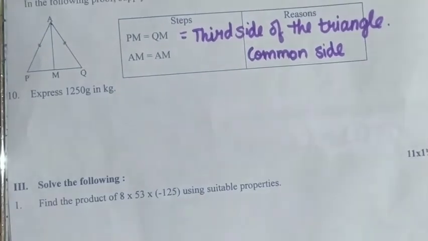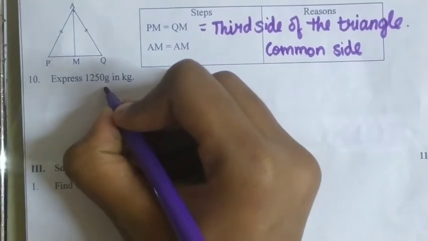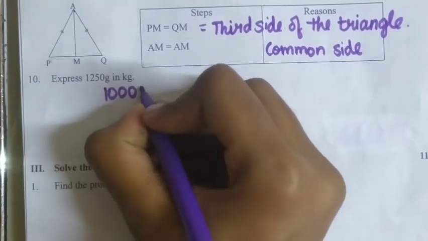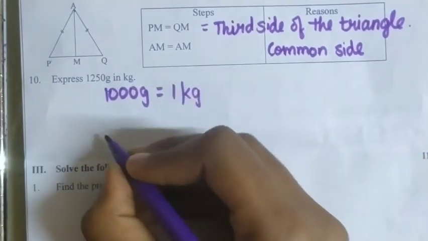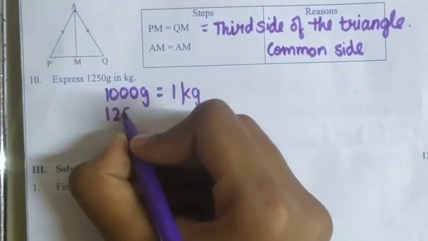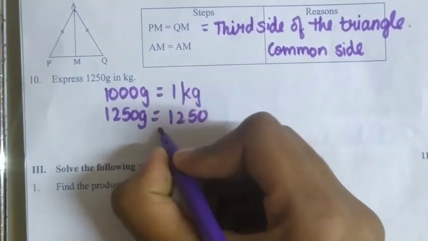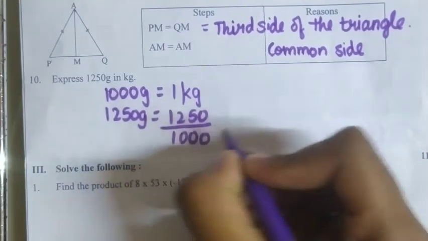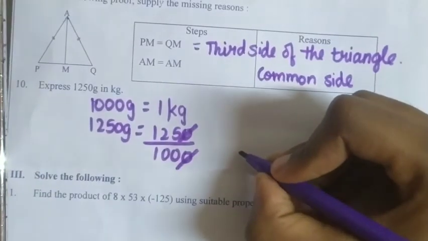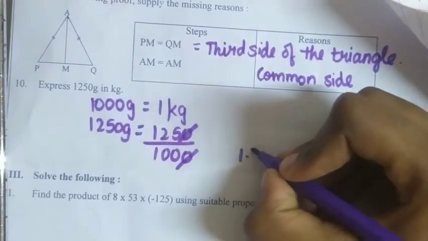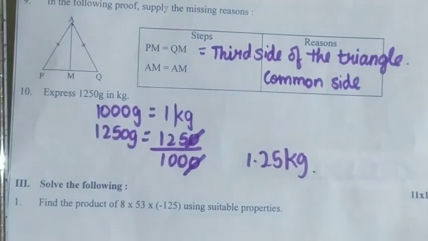Express 1250 gram in kg. So 1000 grams is equal to 1 kg. So 1250 gram is equal to 1250 gram by 1000. 10 10 cancel. So that is 1.25 kg. Let's move on to the third main now.